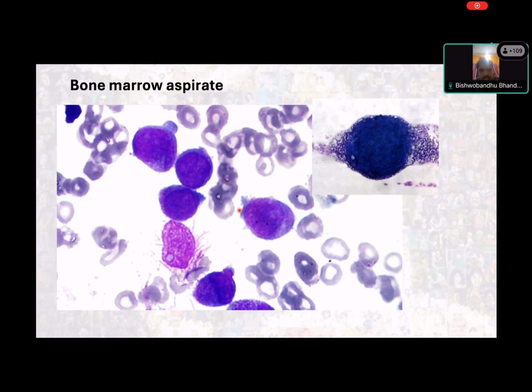Okay. There is a high N:C ratio with fine nuclear chromatin, and there is an indented nuclear membrane with prominent multiple nucleoli, and the cytoplasm is scanty. Moderate to scanty. But there is an area of cytoplasm I can see. For example, here the cytoplasm seems to be quite abundant to me.